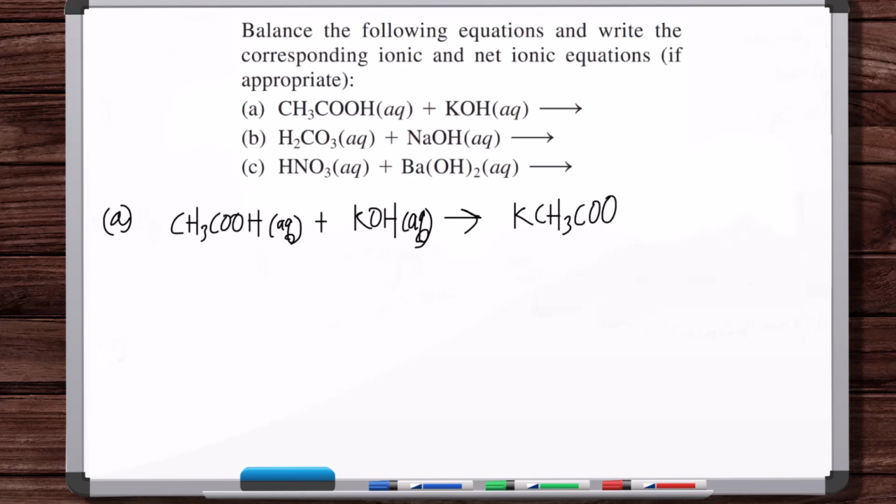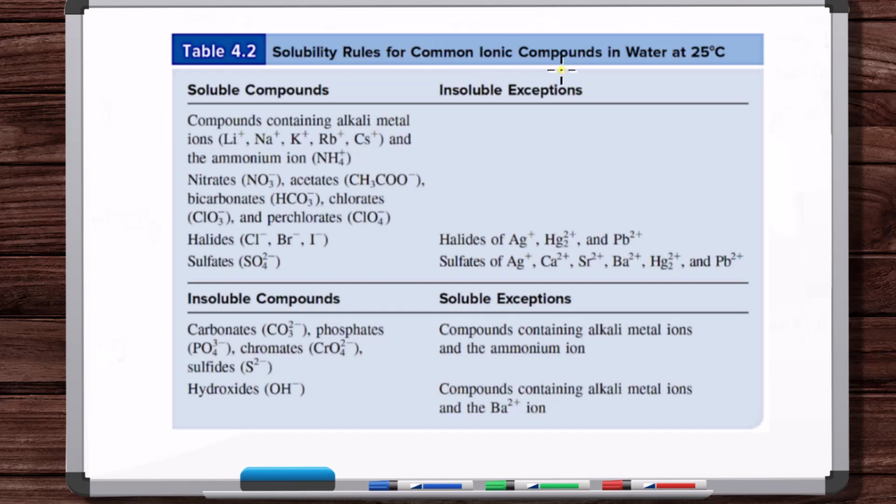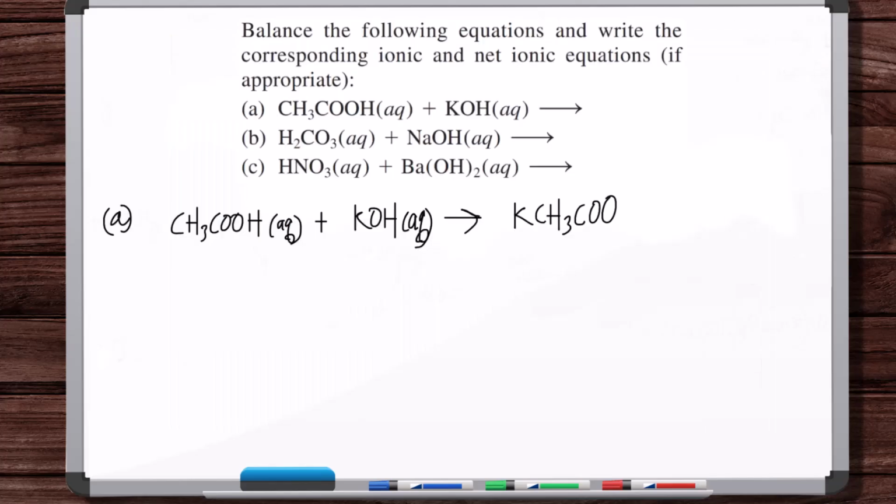Now, we do want to check, do we put aqueous or solid here for this ionic compound? So here are the solubility rules for some common ionic compounds. Any ionic compound that has potassium as a cation is going to be soluble with no exceptions. Okay, so we just put this as aqueous. All right, and we know this is a neutralization reaction, an aqueous reaction between acid and base. So we're going to have the salt and we're going to have water.